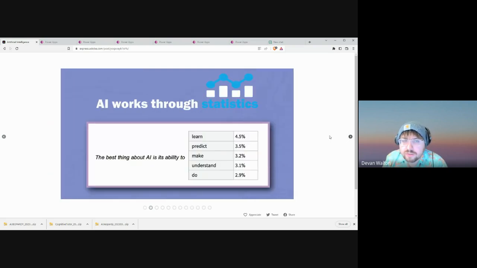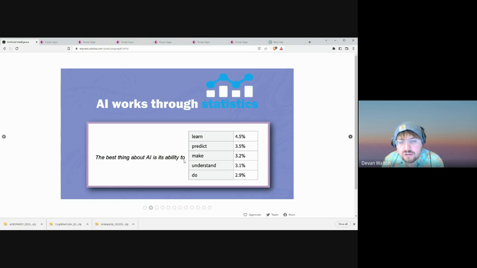So to start off with, what exactly is artificial intelligence? When we talk about ChatGPT and all of these AI technologies that are able to generate content, how exactly do they work? Well, they're mostly facilitated through statistics. As we can see on this slide, we have the sentence, "The best thing about AI is its ability to blank."